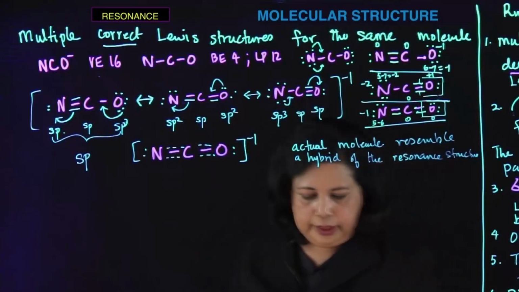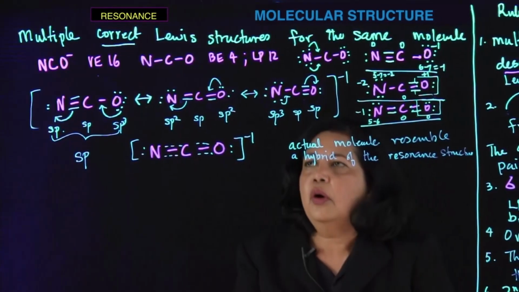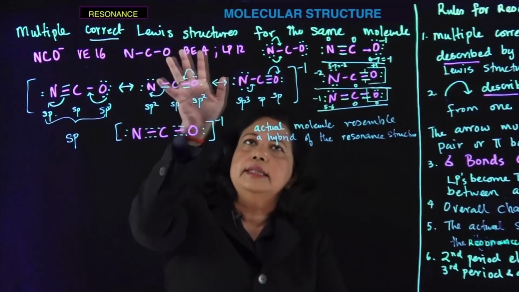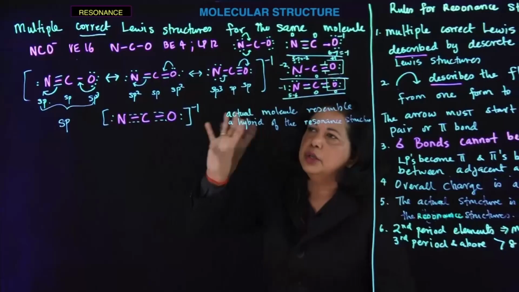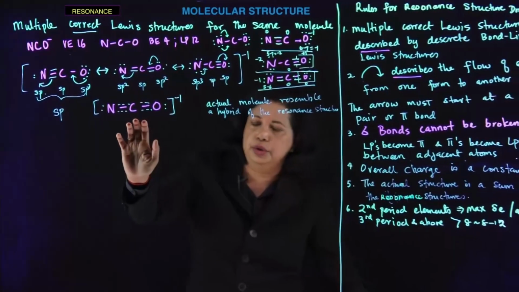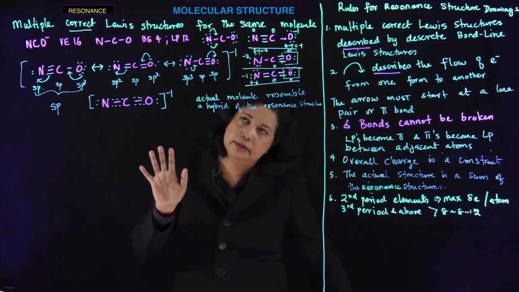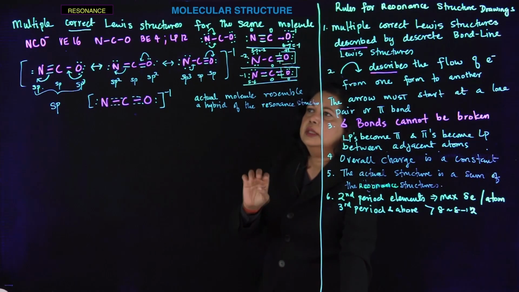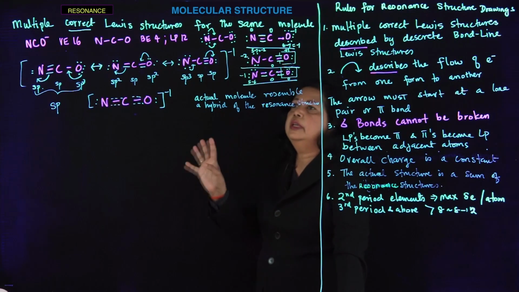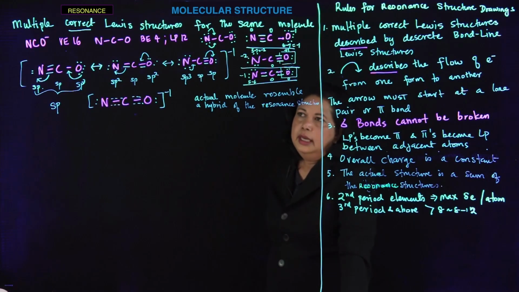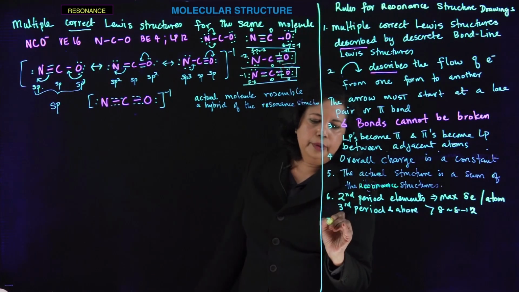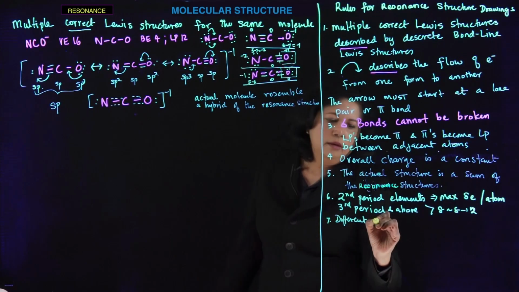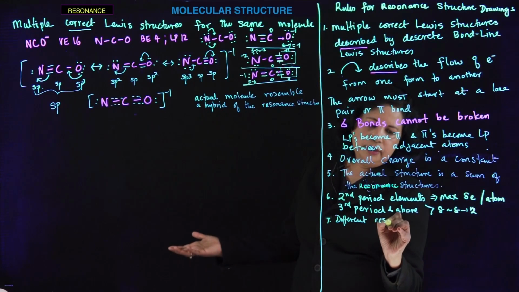That's another very important point. Now, are they all the same? Is this the same as this, and is this the same as this, as far as contributing to the actual structure? No. Different resonance forms may contribute different amounts to the hybrid. That's another important point. Different resonance structures are correct Lewis structures, that's what it means.